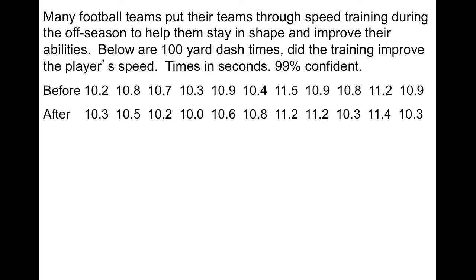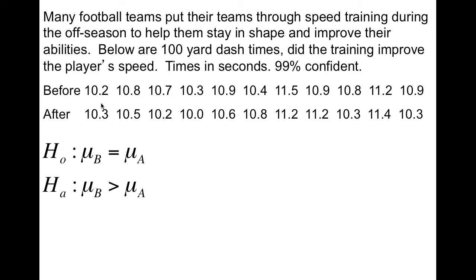So my null and alternate, always the first step is null and alternate. I have mu before equal to mu after for the null, and then I have mu before is greater than mu after. If the training did work, the after should be less than the before. Now we have to do our subtraction.